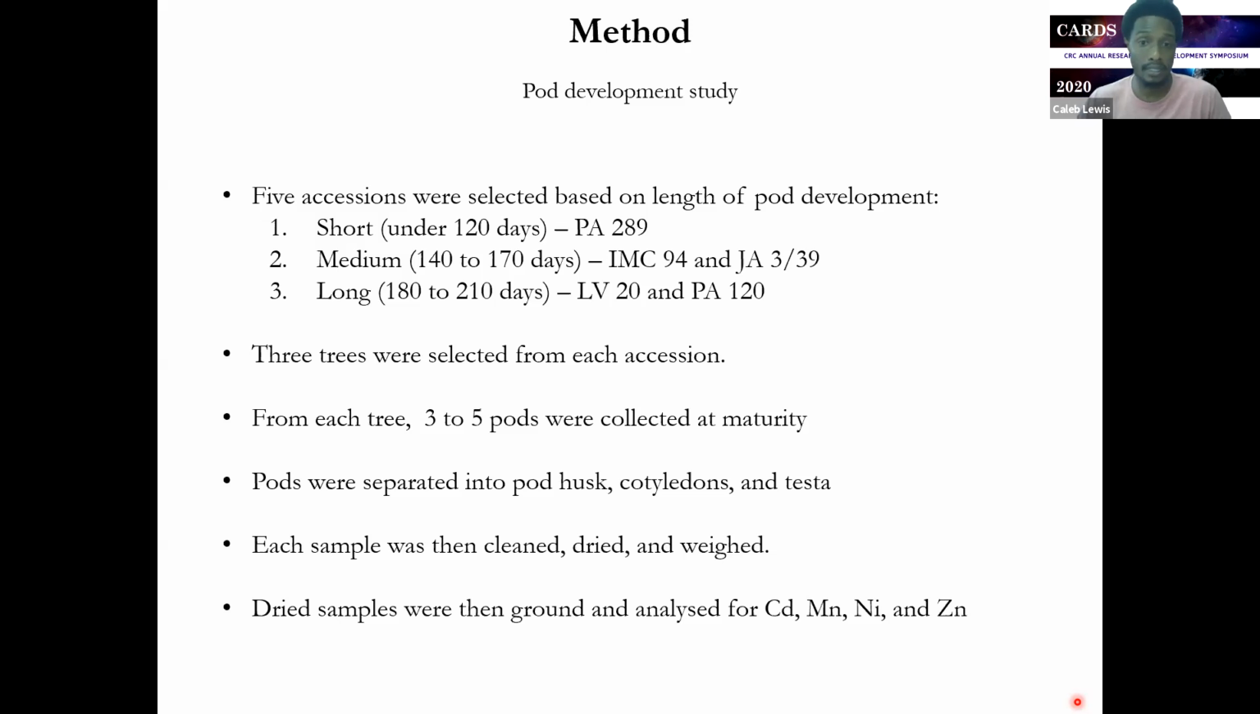I selected them based on, of course, pod availability on multiple trees, as well as the data that she shared with me. Three trees were selected from each accession. From each tree, 3 to 5 pods were collected at maturity. Pods were separated into pod husk, cotyledons, and tester. Each sample was then cleaned, dried, and weighed. Dried samples were then ground and analyzed for cadmium, manganese, nickel, and zinc. So here I'm just going to present the cadmium data.